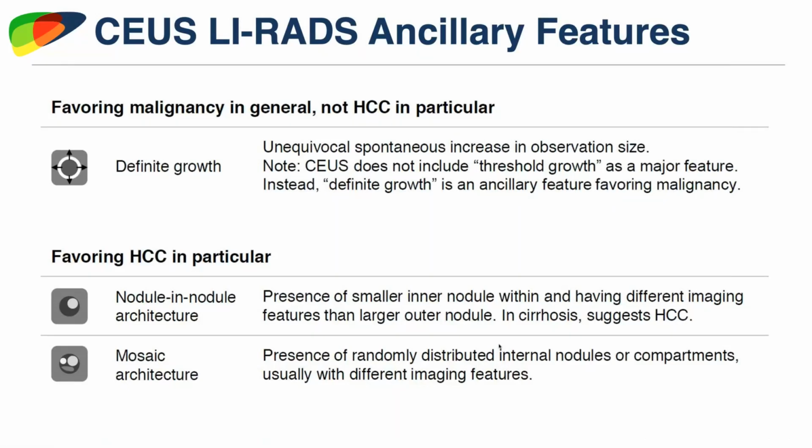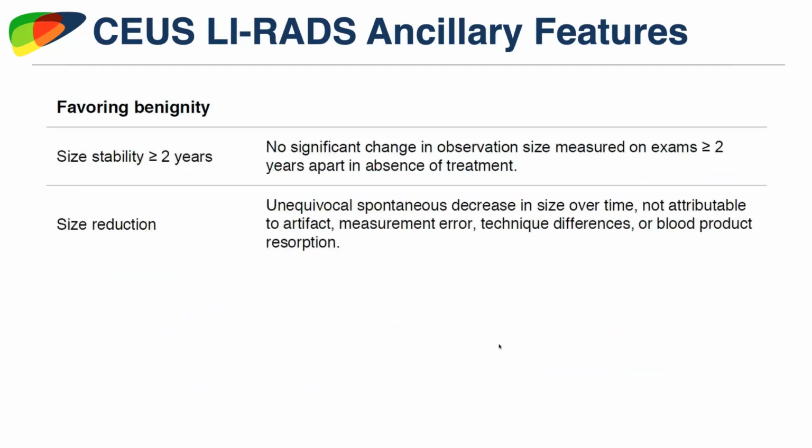I said there were fewer ancillary features, and this is it. Definitive growth, nodule-in-nodule architecture, and mosaic architecture. Again, very similar to CT and MRI LI-RADS. And ancillary features favoring benignity are stability for over 2 years and size reduction. Keep in mind that for size reduction and size increase, we do not yet have strict cutoffs, and that's something that we are looking into and trying to add into maybe future versions of the contrast-enhanced ultrasound LI-RADS manual.